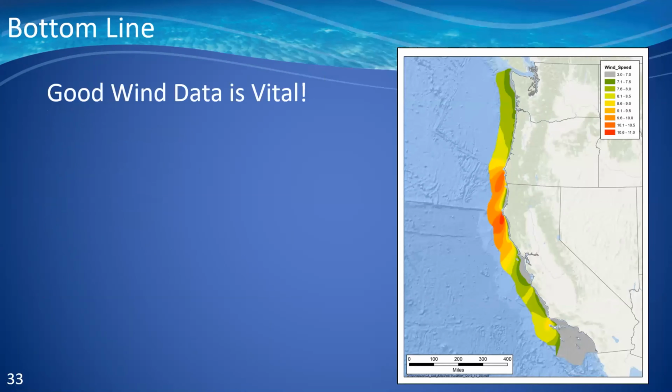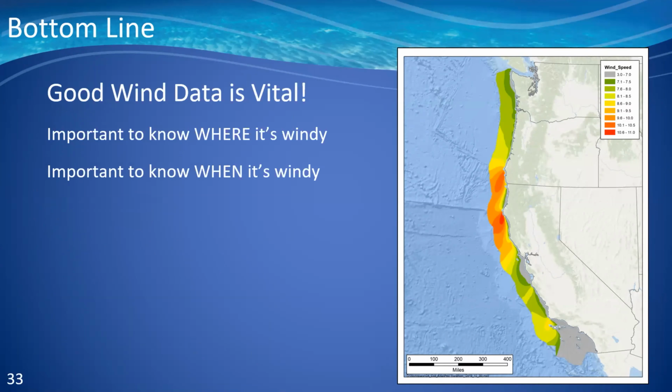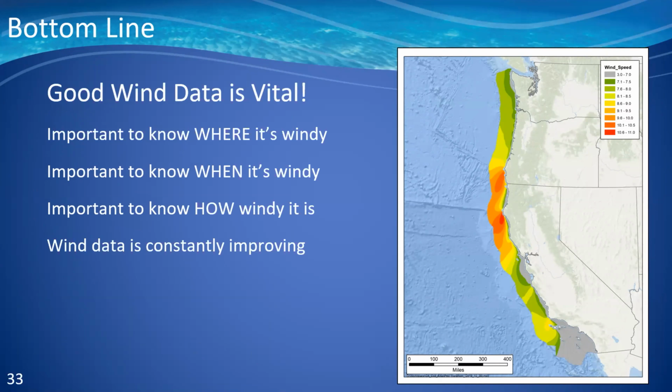And so to summarize, the bottom line is good wind data is vital. You cannot put turbines out where there's not good wind data. It's very important to know where it's windy. It's important to know when it's windy. And it's important to know how windy it is. Right? And wind data is constantly improving.